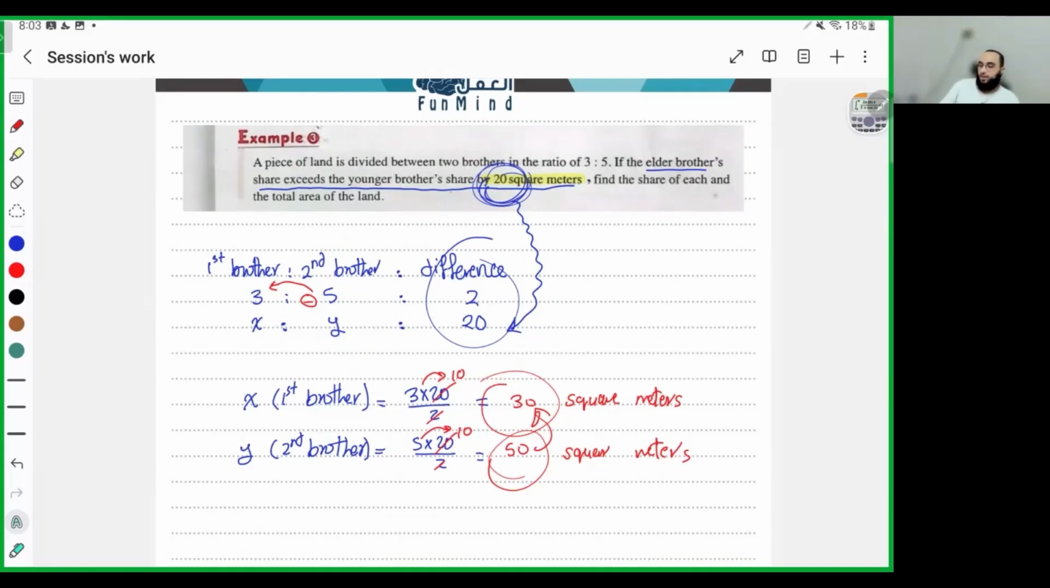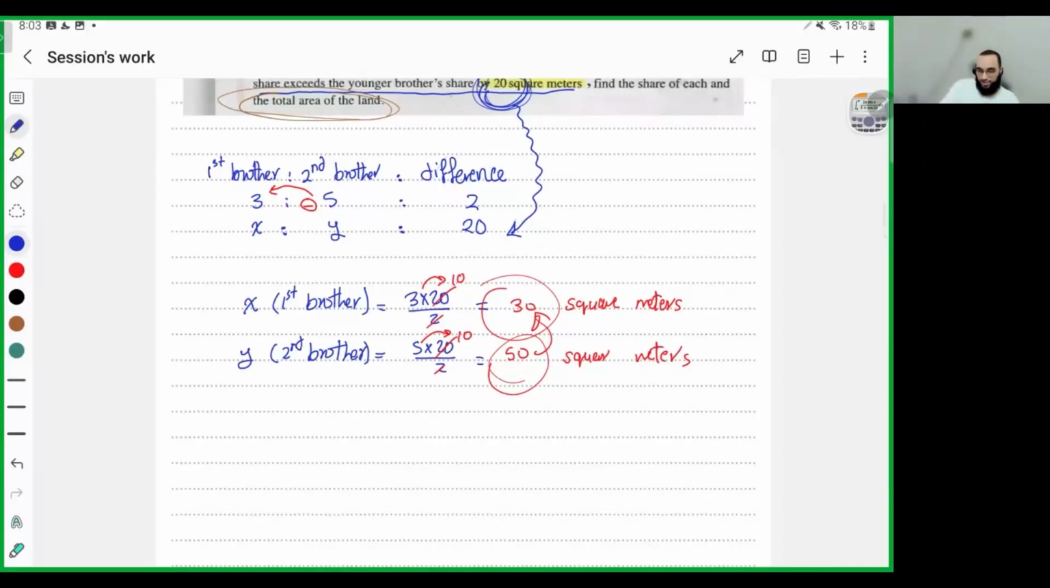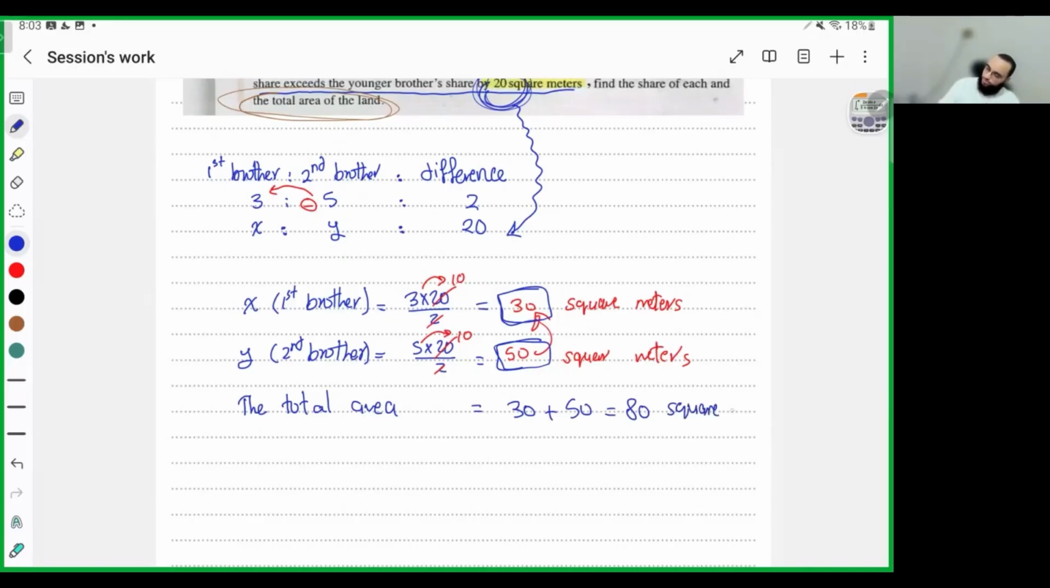The next thing that we have to focus on is that he is asking about the total area of the land, not the share of each one. So the actual area is the sum of the two shares. What's the first share? 30. What's the second share? 50. So the total area equals 30 plus 50, which is 80 square meters. This is the answer.